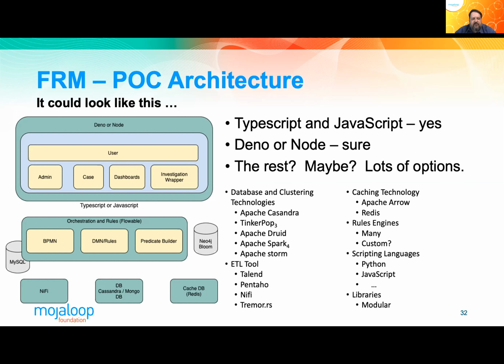And then you have this orchestration and rules layer. We could use a product like Flowable, something I've worked with that happens to have all three of those components in there and is well used. And a database to store all the local system, MySQL or something like that. We could even throw in something like Neo4j Bloom, which could do the visualization for the investigation side.